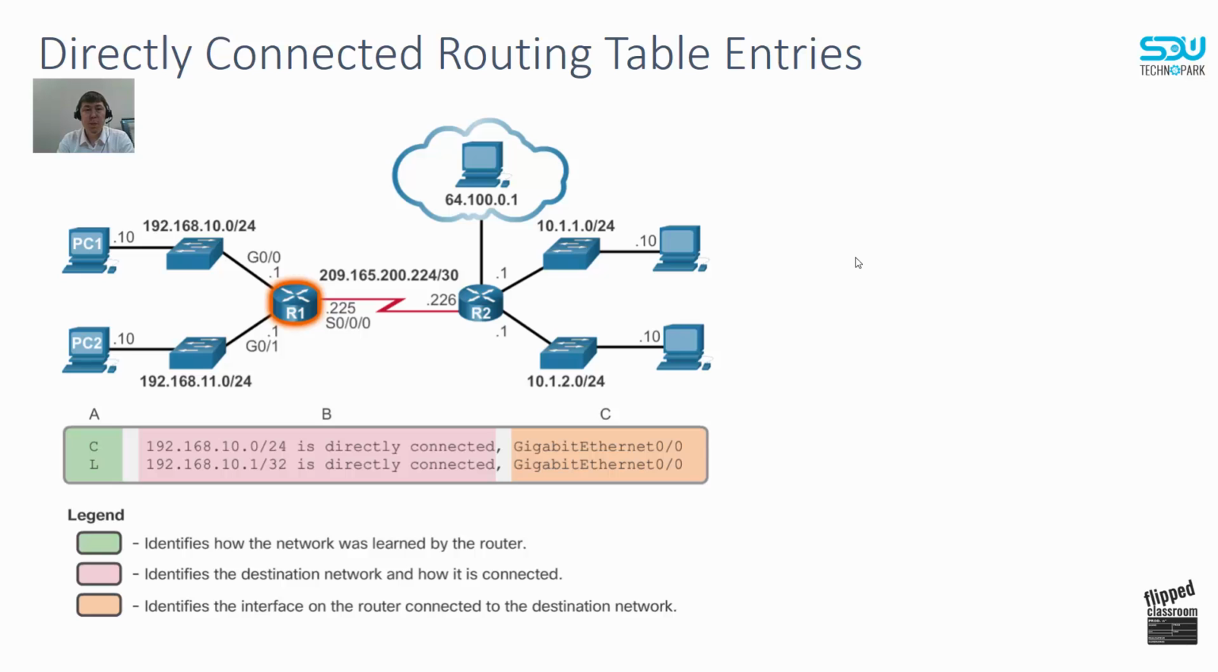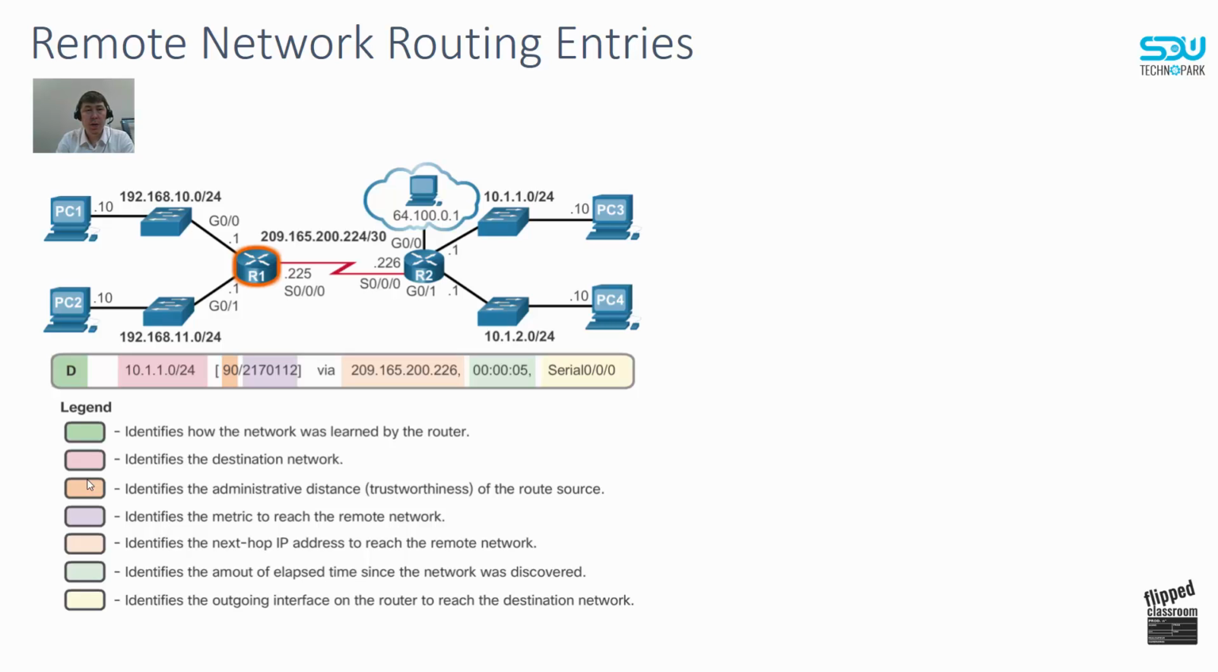So directly connected networks can be seen like this. We have C and L codes, which you already know. C is a directly connected network, and L is the representation of the IP address of that interface. Also, we may have a remote network, and when you see a remote network, you can see also its code. You may see that network's address, and afterward in the brackets you may find some values like 90 and so on. The first value is called administrative distance.